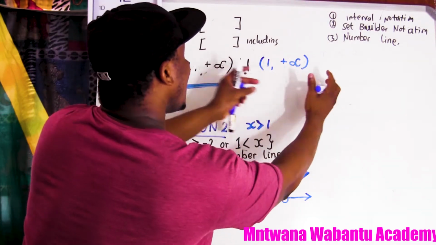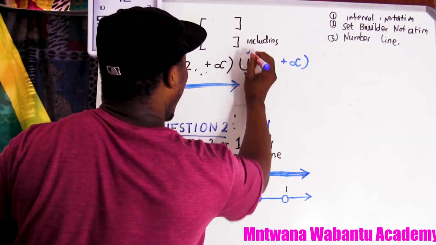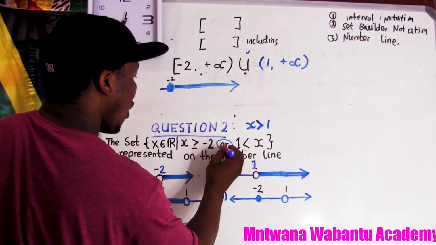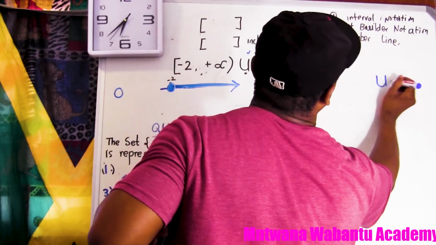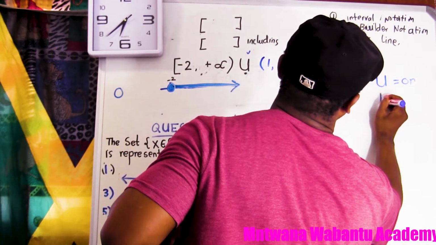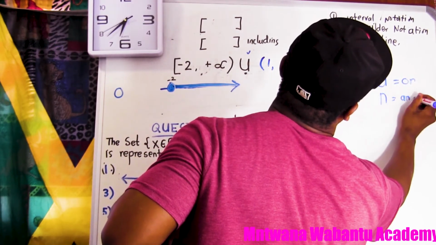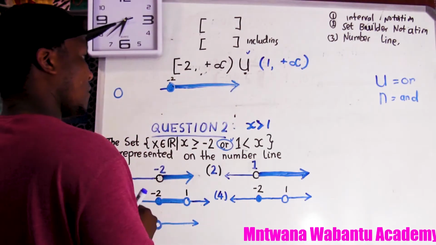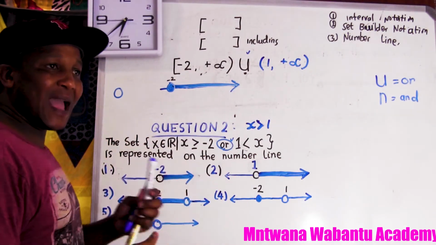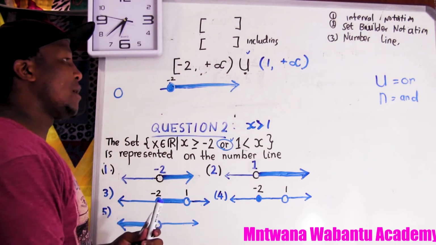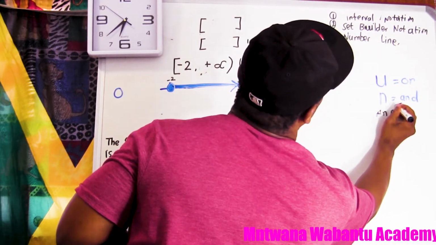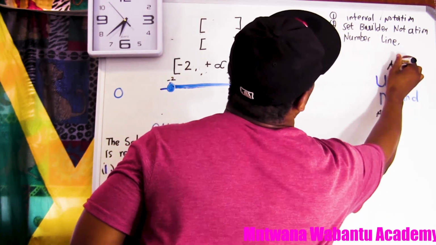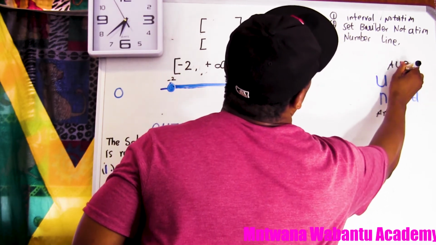Now let's write this one so that we can unite. Union means unite, and you can also say "or". Union is the same as saying "or", but an intersection is the same as saying "and". We say A and B. A and B means intersection. But A or B, this is the union.